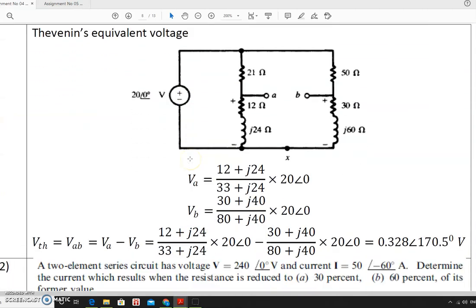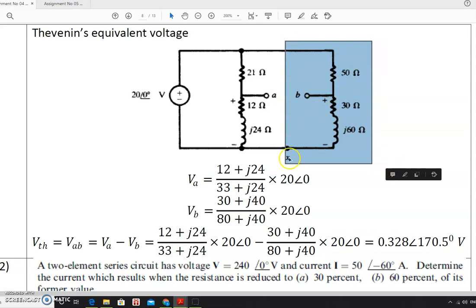Next we will calculate the Thevenin's equivalent voltage. If we clearly observe, this branch is in parallel with this branch, so these two branches are in parallel across the voltage source. To calculate the Thevenin's equivalent voltage between A and B, it is necessary to determine the potential of VA and the potential of VB. Suppose this branch is not there. Then this is a simple series circuit and we have to determine the potential VA.